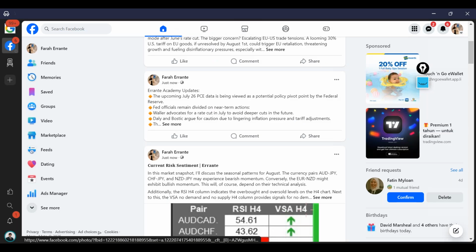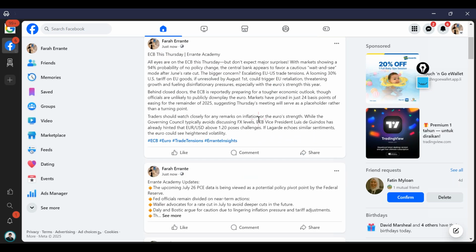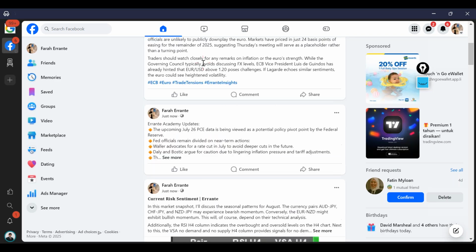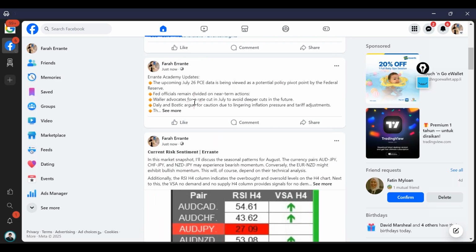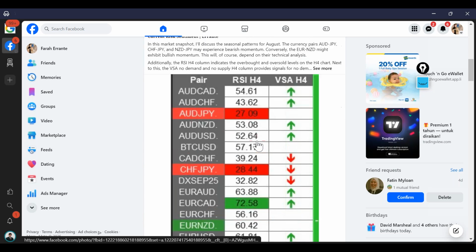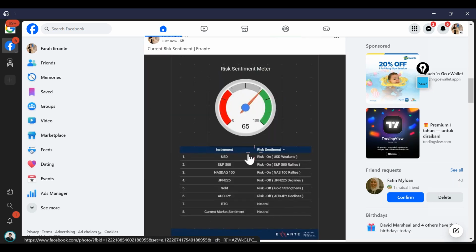What I do is we post our analysis over here on a daily basis. Whatever happens on fundamentals, what is important, we keep on sharing here on Facebook. You can follow this profile, Farah Errante, and I mention these things over here, the RSA values and VSA values, and moreover, I mention this thing over here.